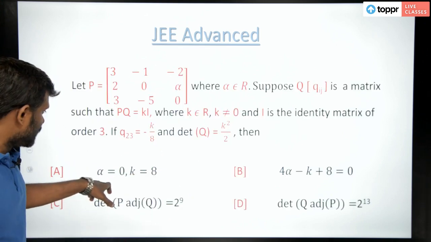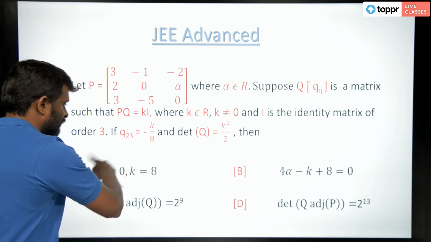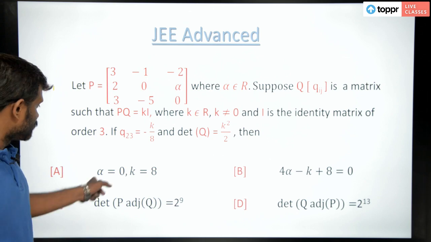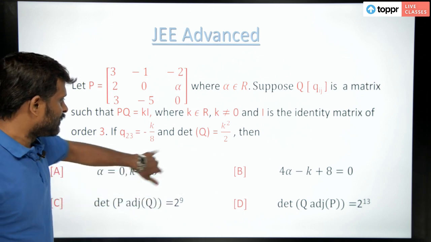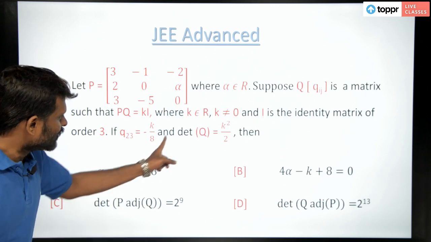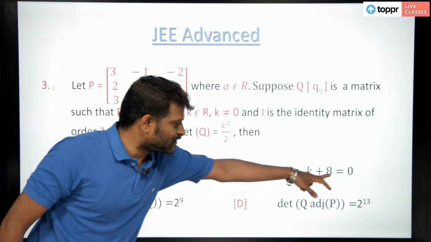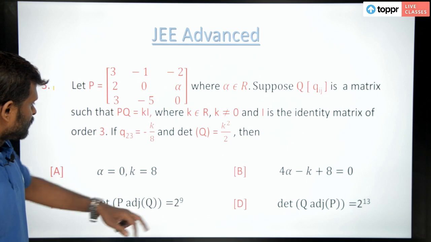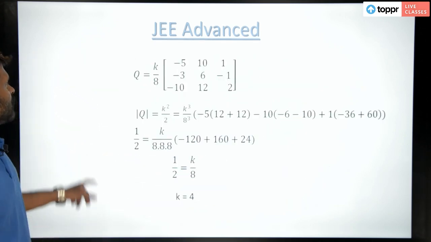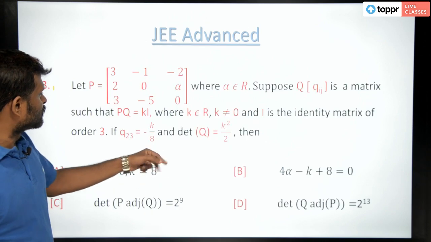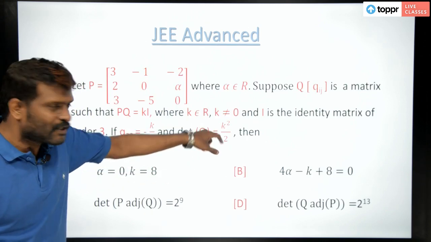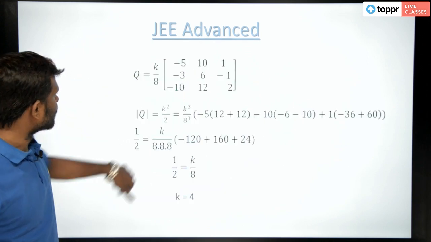So, this case is failing because we do not have alpha equal to 0, right. We got alpha is minus 1, so this can be ruled out, right. Let us check for the remaining. So, alpha is minus 1. Then what can we do? We can find the value of k also to check if this is holding true, right. So, let us try doing that. Then what else is given to us? Determinant of Q is equal to k square by 2. So, we will use that now.